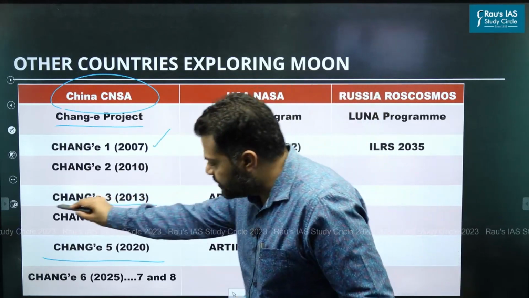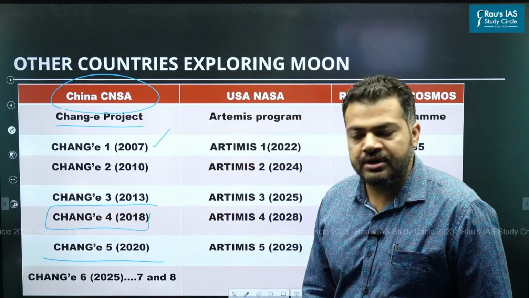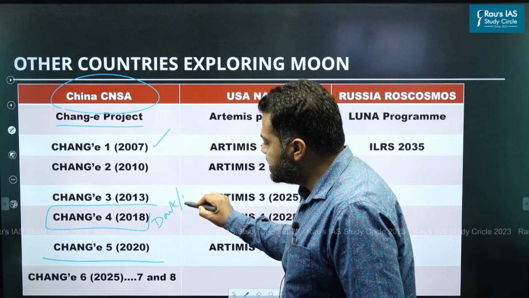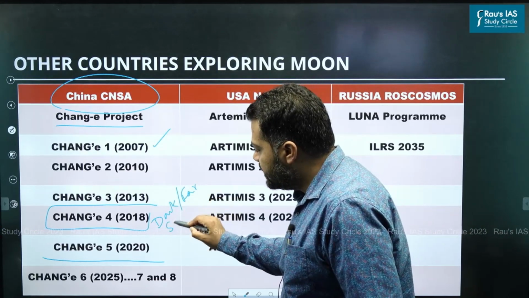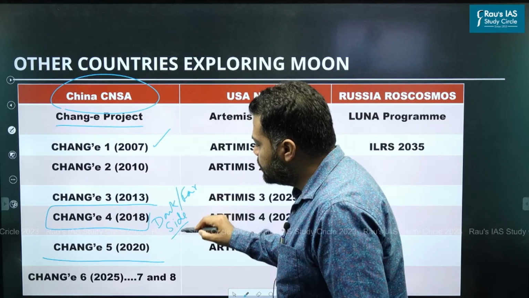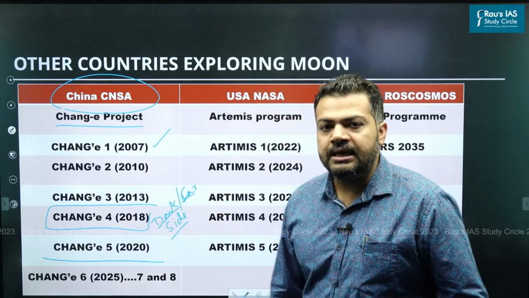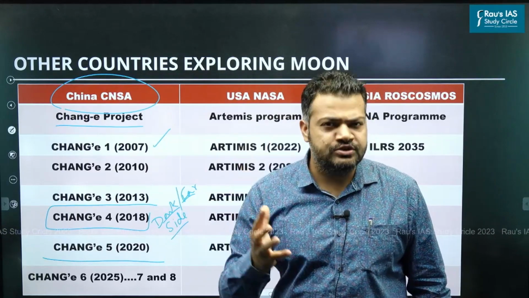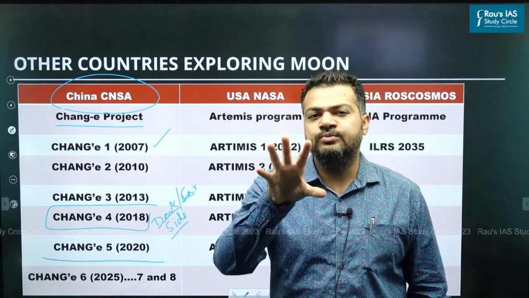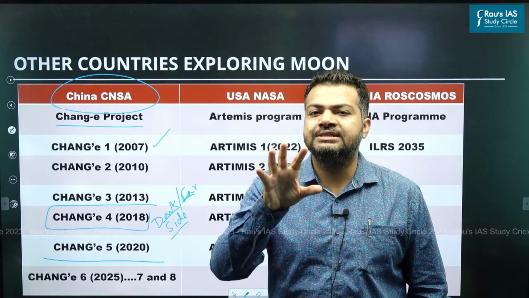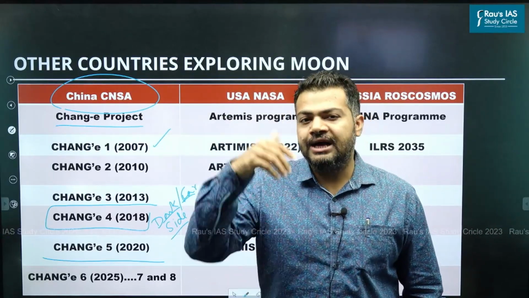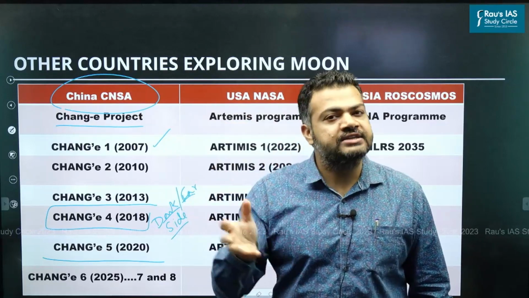Then Chang'e 4 became the first probe ever to reach the dark side, or you can say the far side of the moon. Actually, what happens, guys, when you're looking at the moon, we can't see the entire face of the moon. On Earth, we can only see one side of the moon always. We can't see the other side at all. So we call the other side the dark side or far side of the moon.